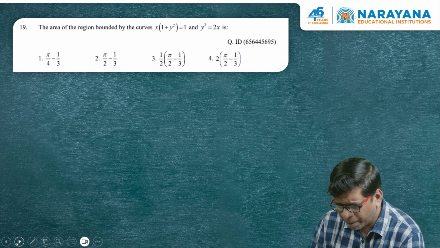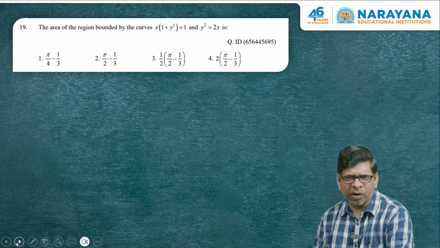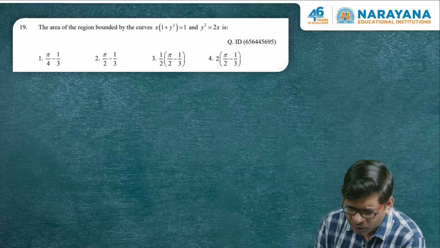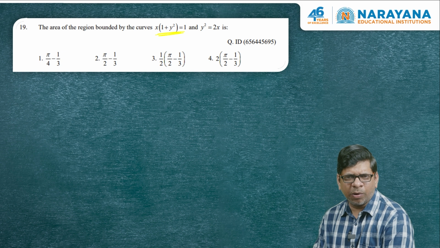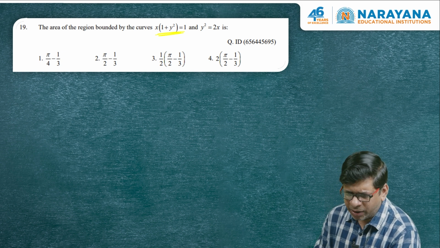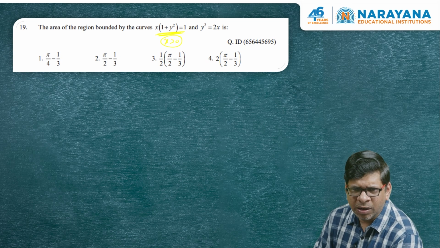Next question, 19th question. Every year we are getting one question based on area, and it is again one of the standard curve only, because you can observe y square here. Degree of y is even, so it is symmetric about x-axis. And x should not be negative, x should be positive. So we should draw only for x greater than 0.